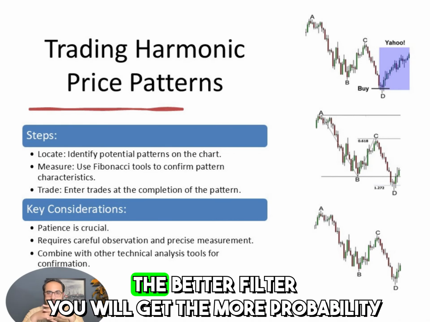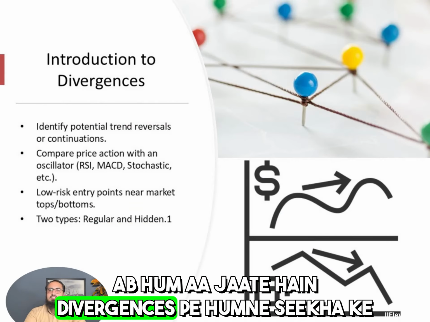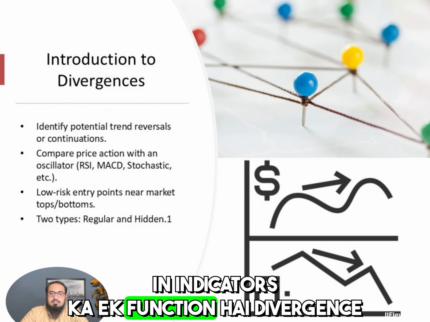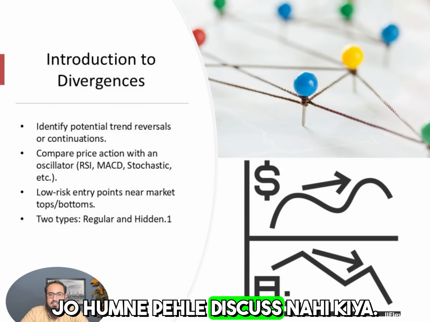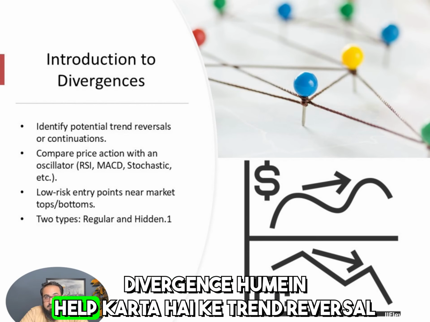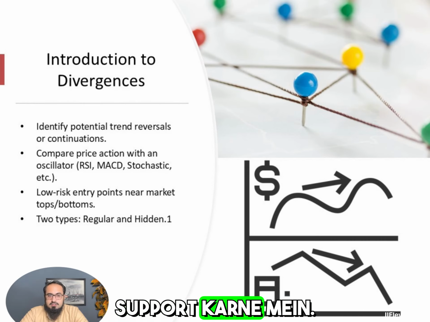The more you combine things, the better filter you will get, and the higher the probability of winning trades. There we come to divergence. We learned how we can use indicators. One function of indicators is divergence, which we did not discuss before. Now, what does divergence do for us? Divergence helps us in spotting trend reversals and trend continuations.